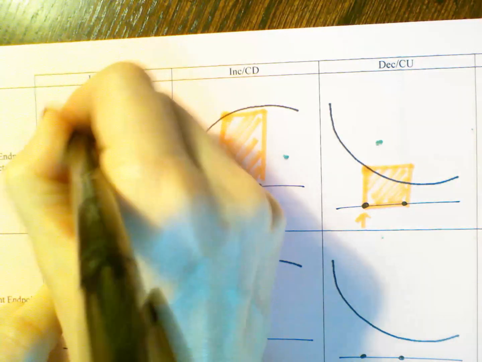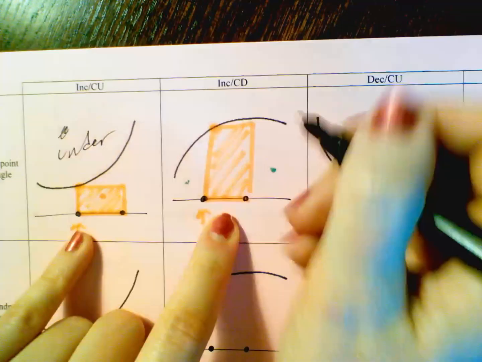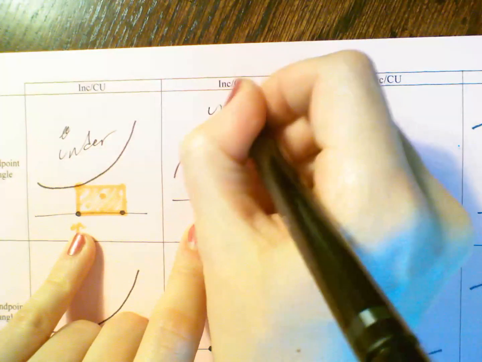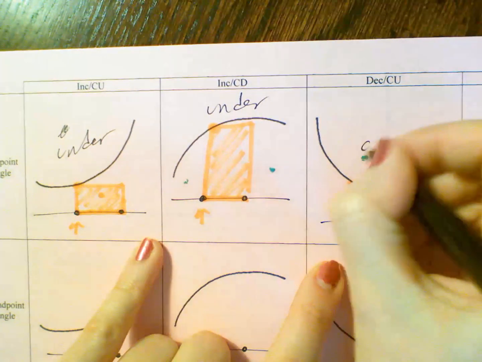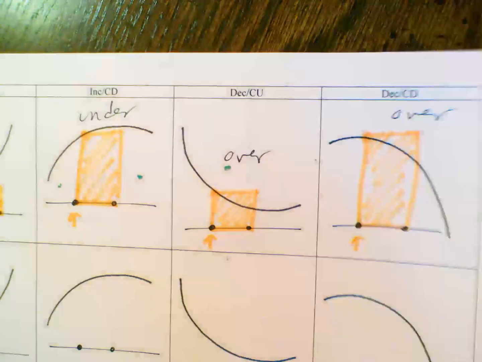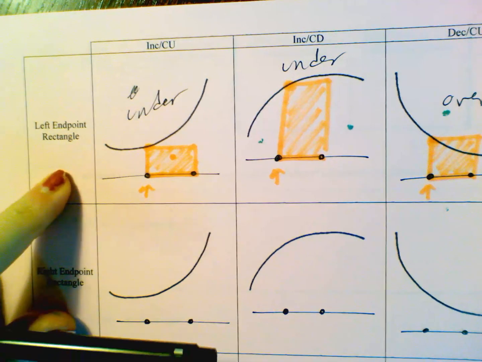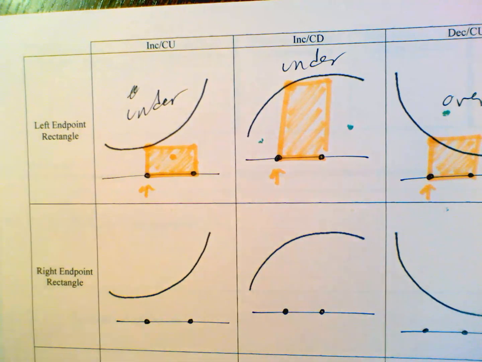Okay, so here the rectangles would give us an under approximation. It's under the graph. Here again, another under approximation. Here we would have an over approximation. Here we would have an over approximation. So you're trying to look for some criteria. Like when would a left Riemann sum give you an under approximation? When would it give you an over approximation?